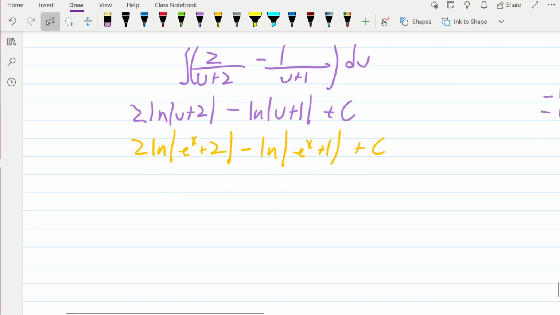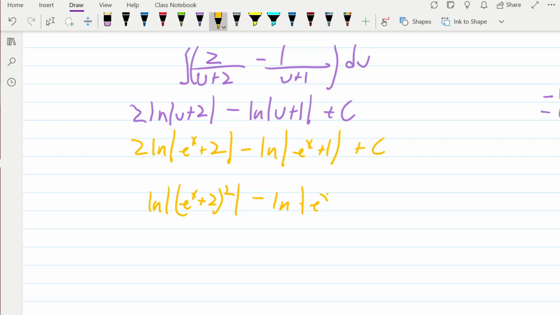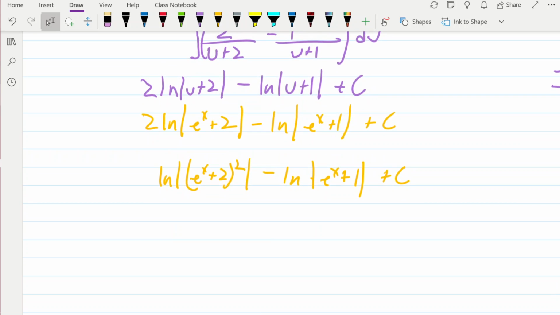So what the book did was it took this 2, the power, and put it on the inside to the power, so that's e to the x plus 2 squared, minus ln of e to the x plus 1 plus c, and then because of the minus, it was able to divide. So we had ln of e to the x plus 2 squared over e to the x plus 1 plus c for the book. All right, let's go on to 41.